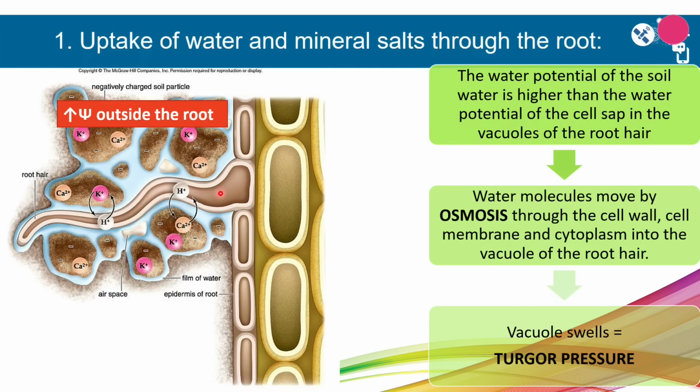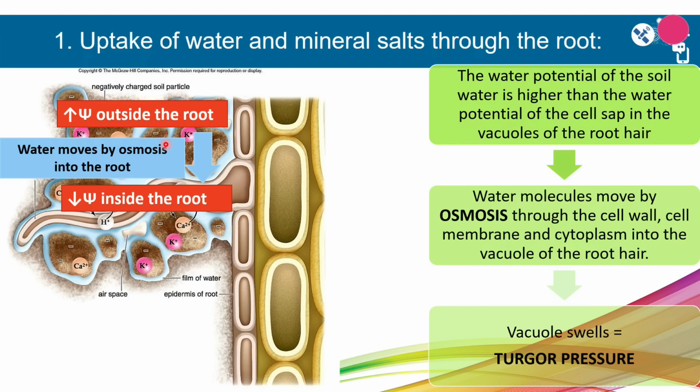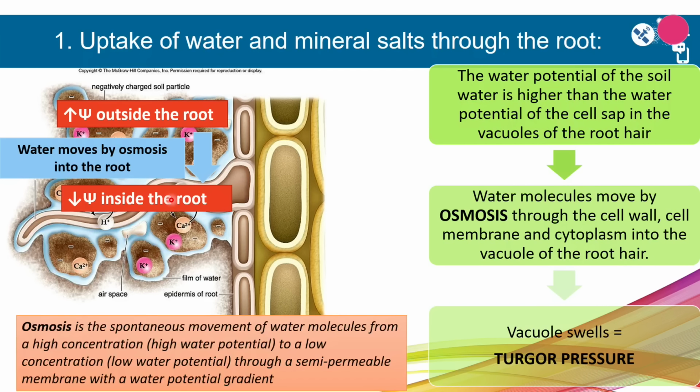The vacuole is filled with cell sap, and the water potential inside that cell sap is lower compared to the outside. So due to osmosis, the water will move into the root from the soil, and then it moves into the vacuole. The vacuole can swell up, and that then leads to turgor pressure. Alright, so the mechanism through which water moves into the root is osmosis.